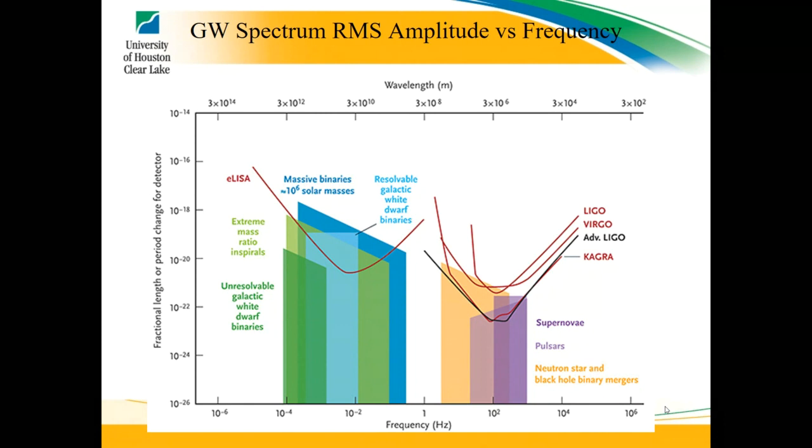And then the eLISA would actually be able to see a much lower range. You could see below, I said 1/100th of a hertz. It's actually 10,000th of a hertz. And that can actually see supermassive black holes and other sources from that. And then the pulsar timing is actually in the nanohertz range, that might actually pick up gravitational waves from the early universe.